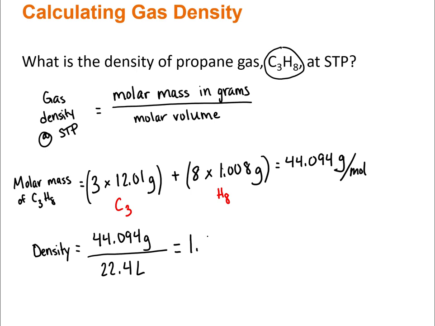You should get 1.97. And the units here are grams per liter. Don't forget that.